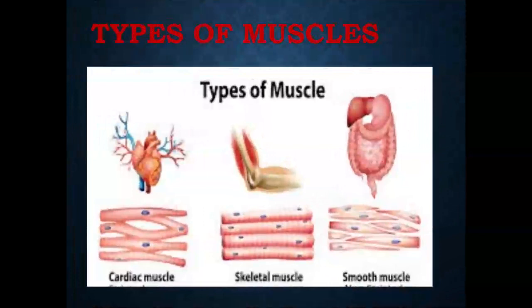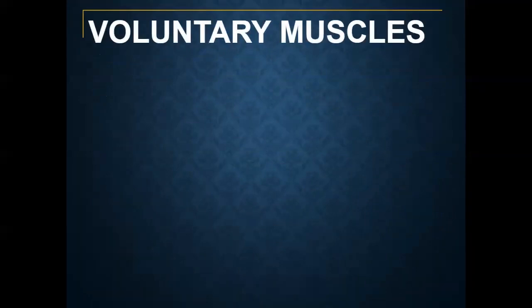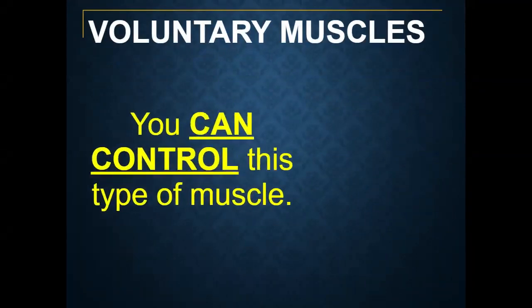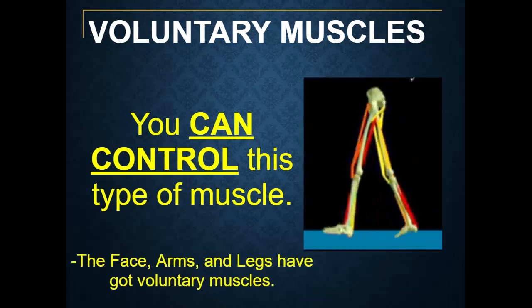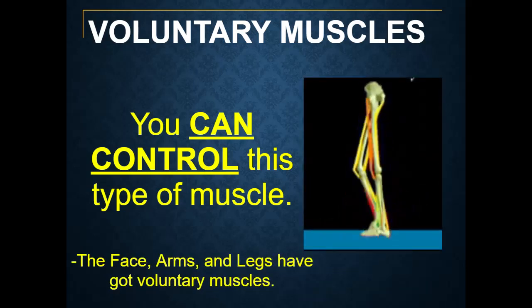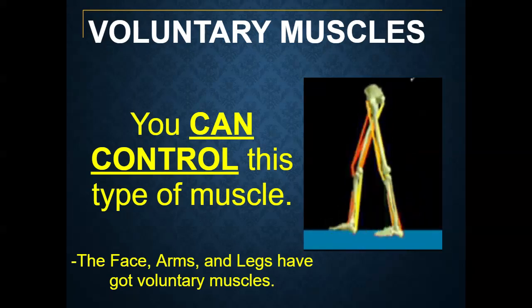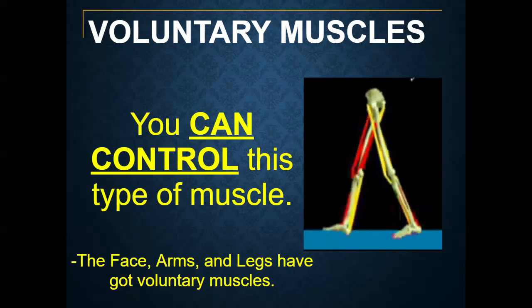Children, let us just study in detail about voluntary muscle first. What are voluntary muscles? Children, voluntary muscles are the muscles which are in your control. You can control this type of muscles. And this is found in the face, arms, and legs. So, these muscles are in your control. And they are also known as skeletal muscles.